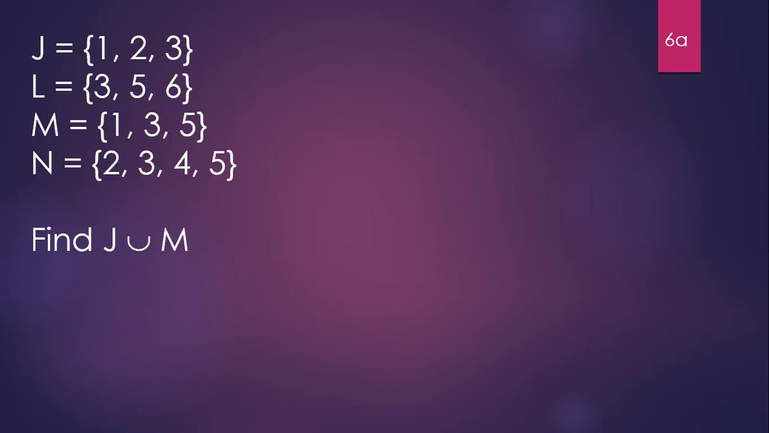For these sets, answer the question. We're looking for J union M. So J union M contains all the elements of both J and M combined, which would be the elements 1, 2, 3, and 5.